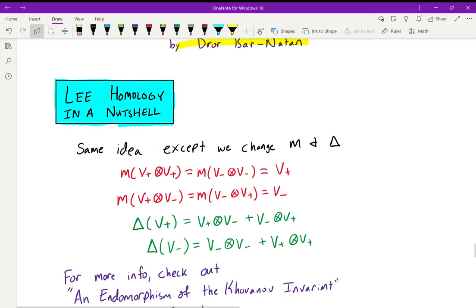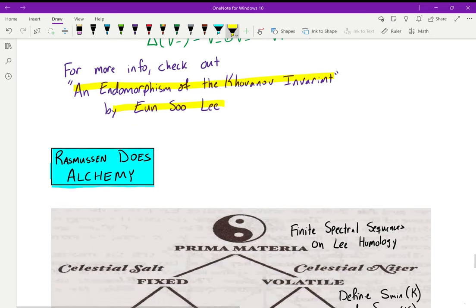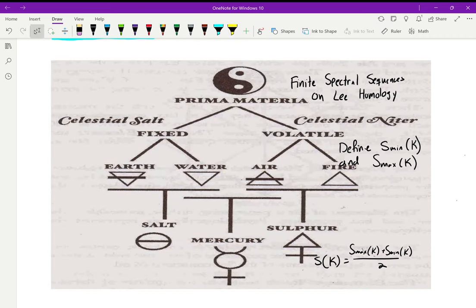Next, Lee comes up with this thing where you take endomorphisms of this Khovanov homology, and the result is that you get new maps for M and delta. You do the same game, but with these linear maps instead, and you get a slightly more generalized version of Khovanov homology. Then Jacob Rasmussen does some alchemy with spectral sequences on the Lee homology, and that allows you to find these things called S-min and S-max. I don't actually understand what these are. I just know that they are a thing.